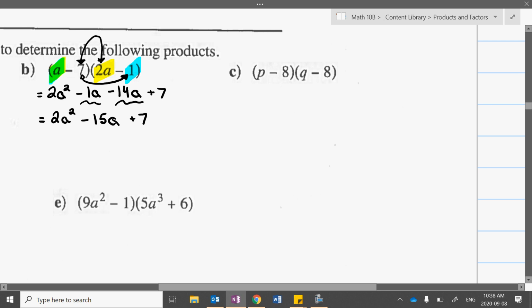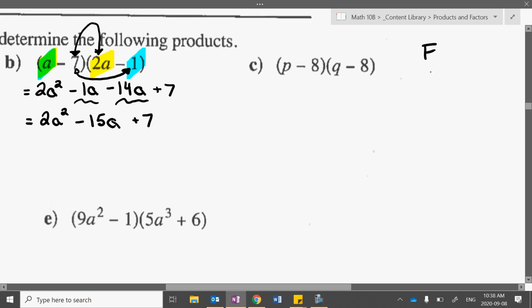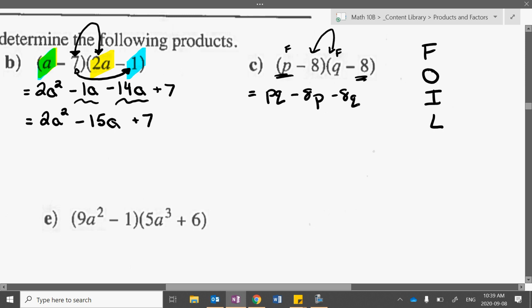Let's try C. Always, I find FOIL personally the easiest method to use. So our first terms, P times Q gives me PQ. My outer terms, a P and a minus 8, so I get minus 8P. My inner terms, minus 8Q. My last terms are the 8 and the 8. Both are negative, so I get a plus 64.